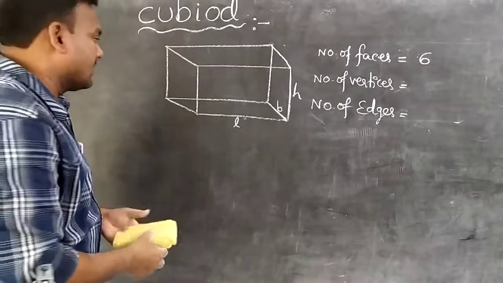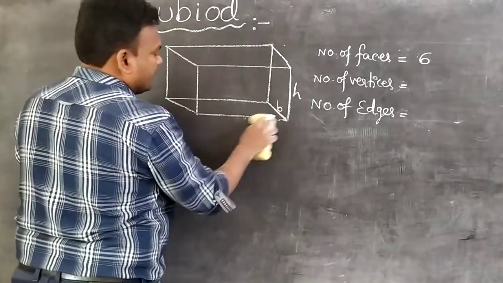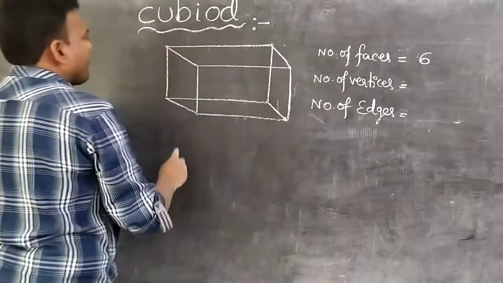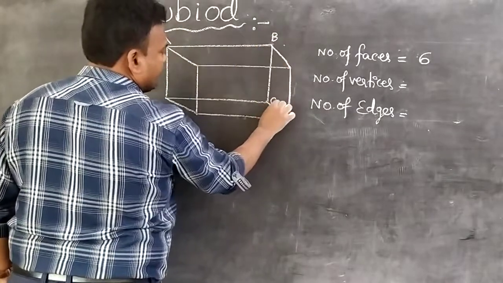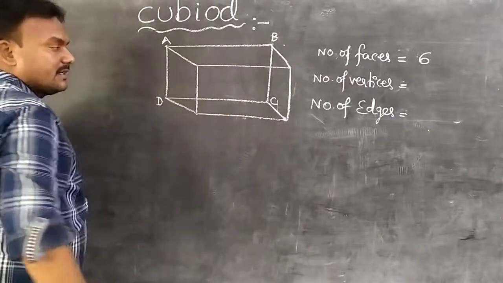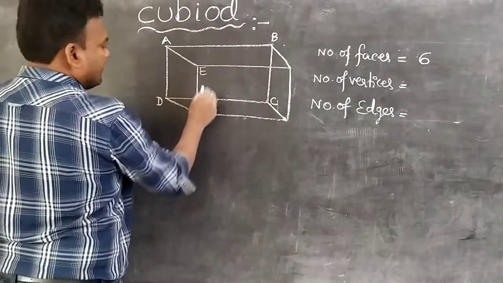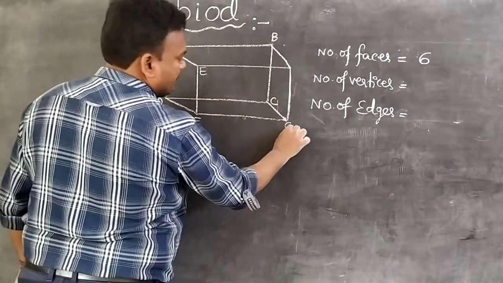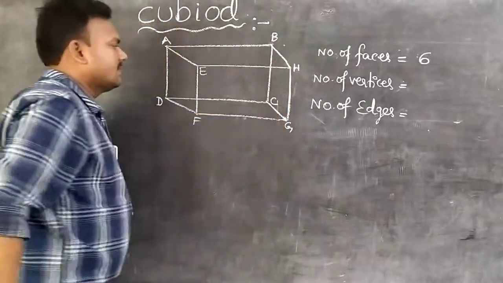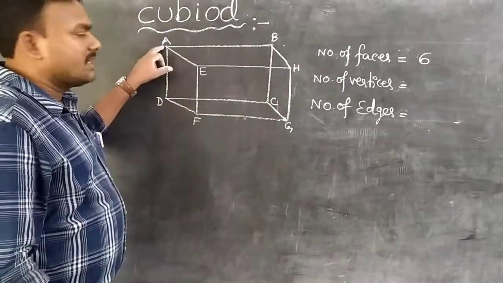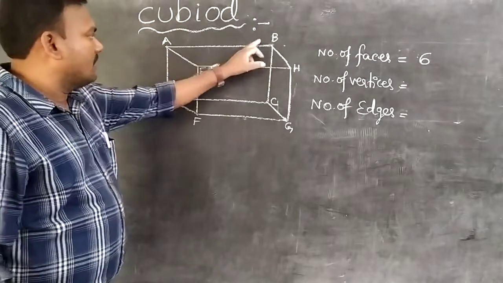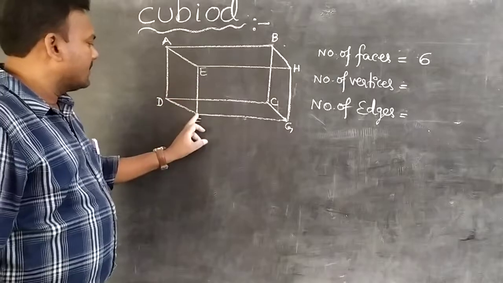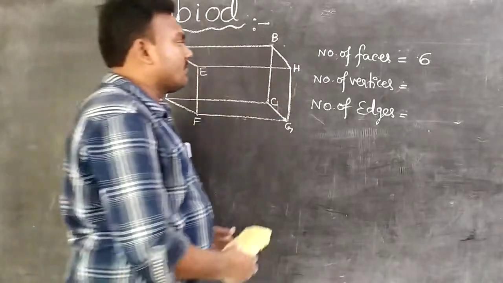Vertices. Before that, observe here. First one, A, B, C, and also the first rectangle. Next rectangle, E, F, G, and also H. So here, A is a vertex. Vertex is singular, vertices is plural. Total how many of them? 1, 2, 3, 4, 5, 6, 7, 8. 8 vertices are there.